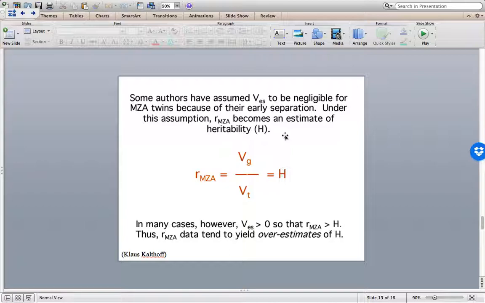So, if you only look at identical twins separated at birth so that this V sub es term equals 0, then we can get rid of it and we have that the monozygotic correlation coefficient equals the genotypic variance over the total phenotypic variance. And that's our definition of heritability.